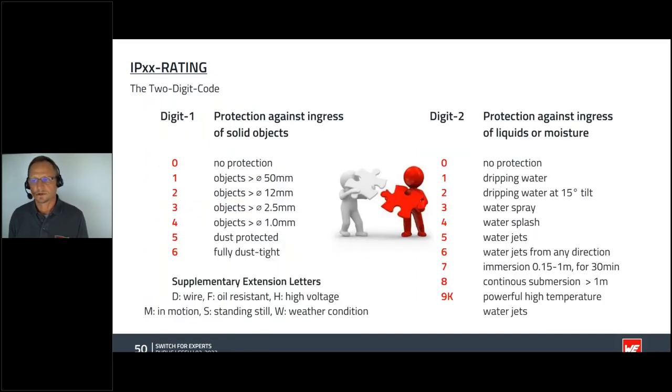Now let's have a quick look at the IP rating. You all know it's a two-digit code. You can see the point here is digit one is about the solid objects, and digit two is for liquids or moisture. So there are huge numbers, so you end up in maybe IP67. And there are also extension letters that can be used to additionally specify more details.